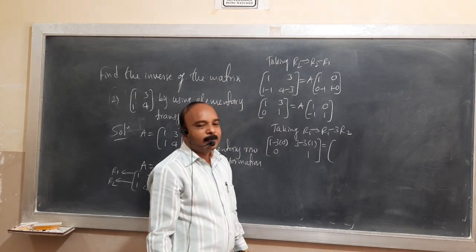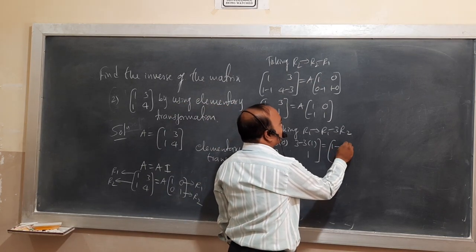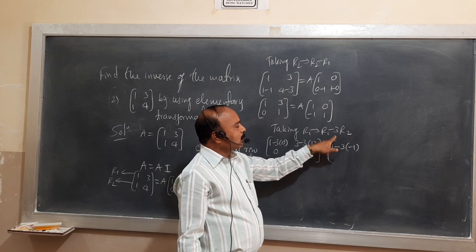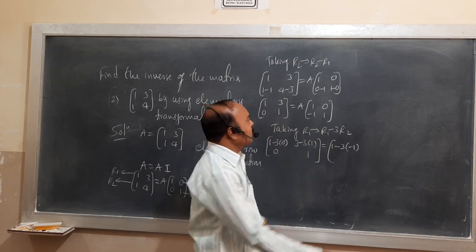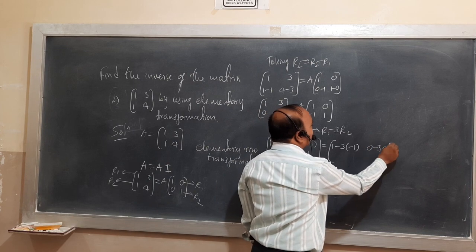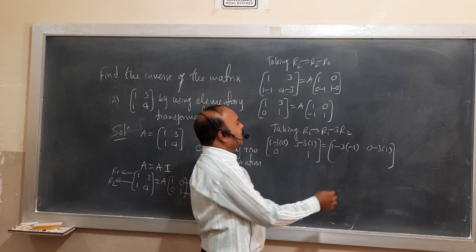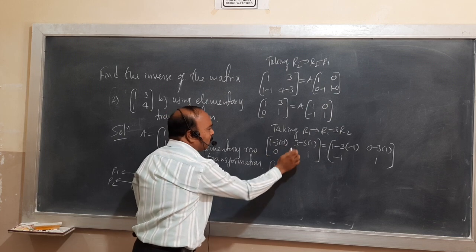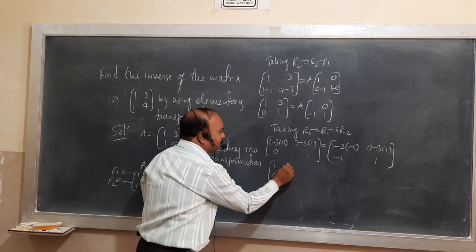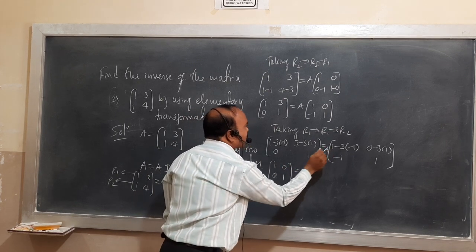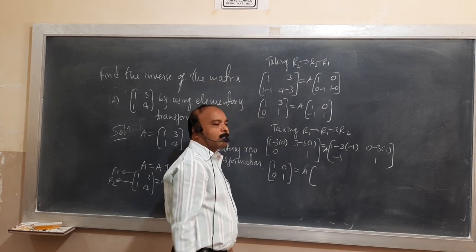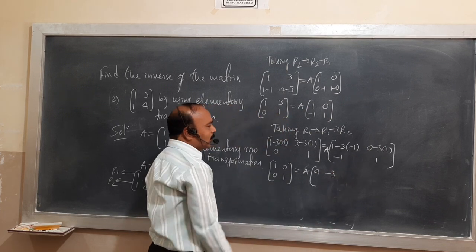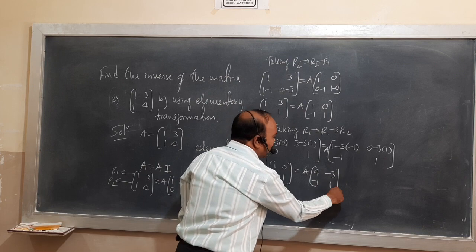Here the right-hand side also takes the same transformation. 1 minus 3 into minus 1, because R1 is 1, minus 3 is constant as it is, R2 is minus 1. Here 0 minus 3 into 1. It is R1 minus 3 R2, second row as it is, minus 1, 1. Now on the left side you get 1 minus 0 is 1, 3 minus 3 is 0, and it is 1. The right-hand side is 1 minus of minus 3, which is 1 plus 3, it is 4, 0 minus 3 is minus 3, and it is minus 1, 1 as it is.